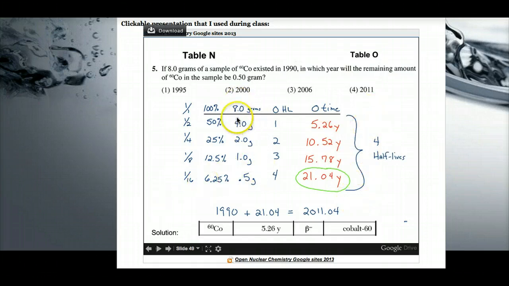All right? And that's how that works. Now these questions can start either from the top or the bottom. This time they gave me how much I had initially, how much I had remaining, figured out the half-lives, and we found the total time. Let's look at a different example.